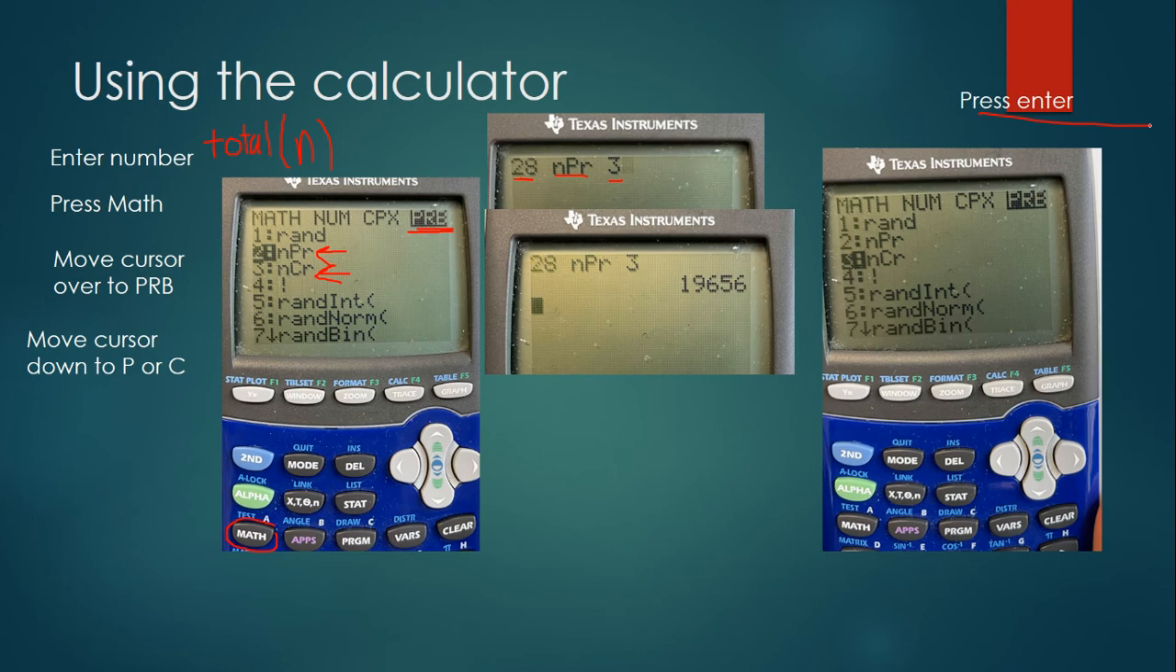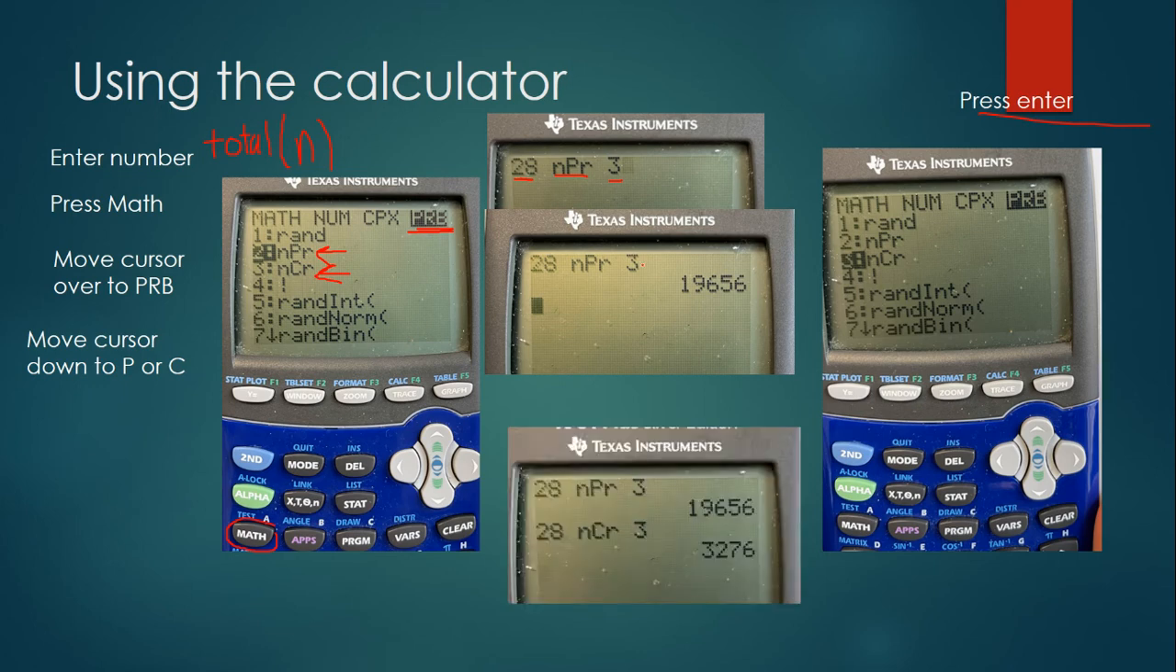So same thing with the C. I'm going to press the number that I want. In this case, I put 28 first, and then I go over math down to C. That brings this up on the calculator, and then I enter the number 3. Now, my calculator is a little older. Some of the newer calculators, like the ones on your computers, will probably substitute this 28 in place of the N right here. That's okay. It's doing the exact same thing. And then press enter, and you've got your answer.